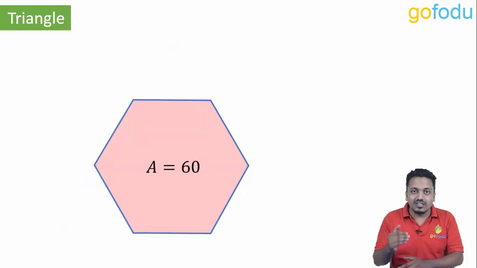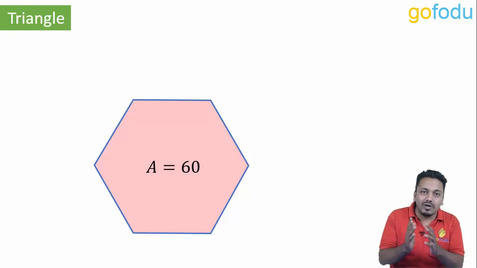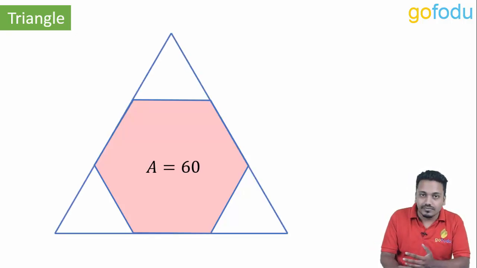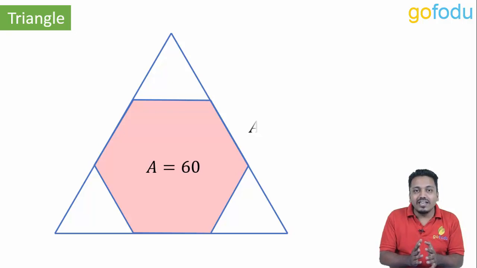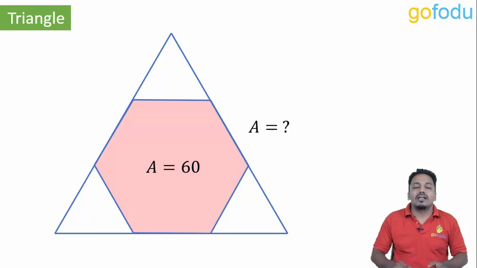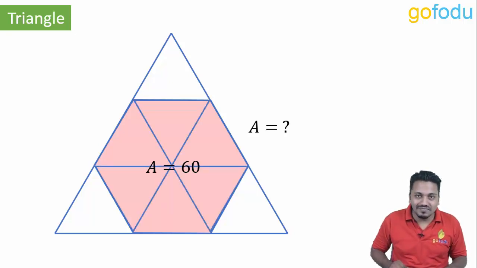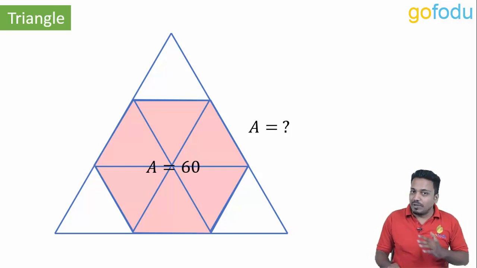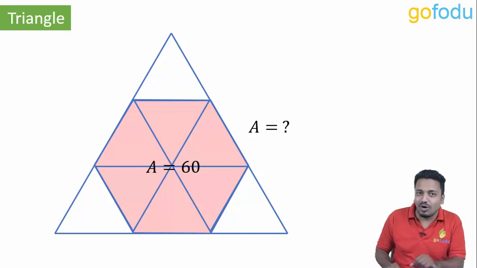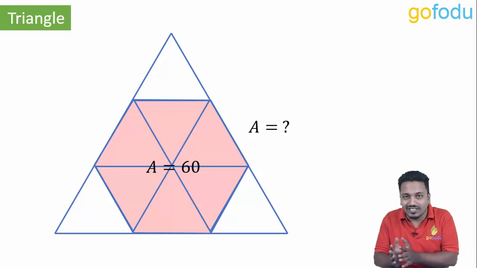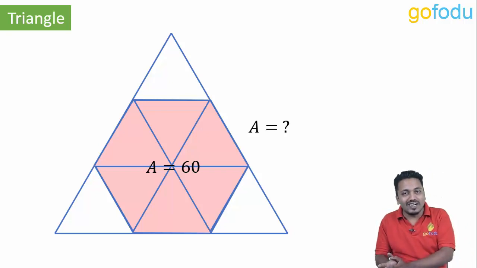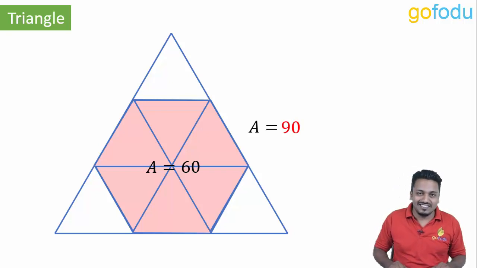So a question can be asked: a hexagon is given with an area of 60 square units. Its alternate sides are extended to form a triangle like this. Find the area of this bigger equilateral triangle. Well, our hexagon consists of 6 smaller triangles, so area of one small triangle will be 10 units. Now this bigger triangle consists of 9 small triangles of area 10 units each, summing up the total area to 90 units, right?